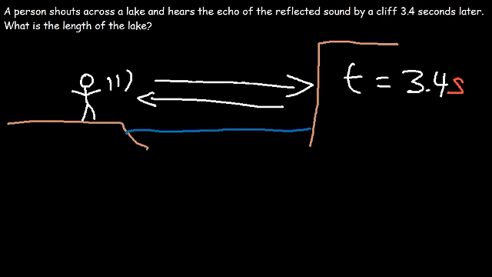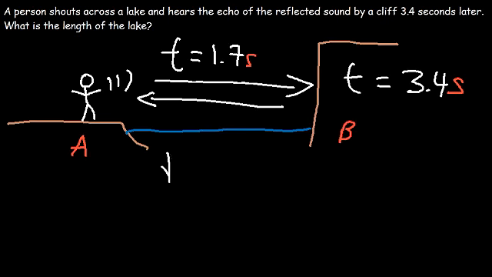Now keep in mind the time it takes to go from the person to the cliff and then back to the person is 3.4 seconds. So this is the time to make the round trip. But the time it takes to go just from the person to the cliff is half the time. It takes 1.7 seconds to go from position A to position B.